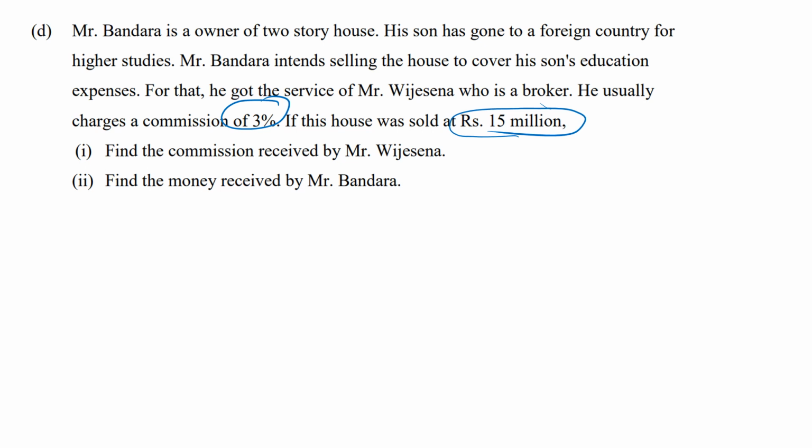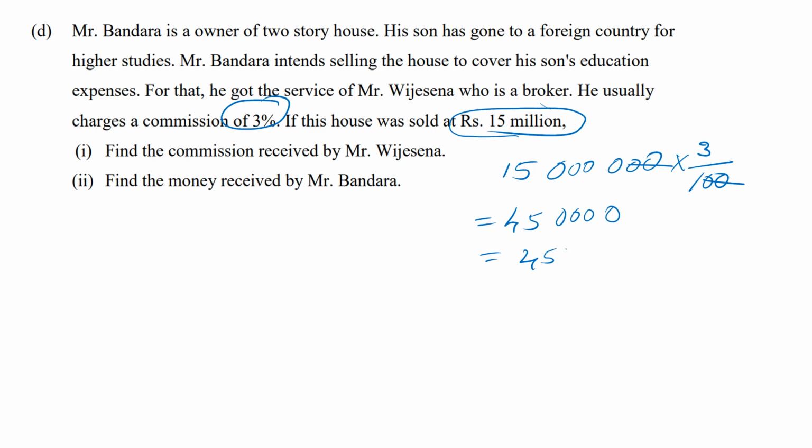So we can find it. We have to find out the commission, right? So we can write 15 million into 3%, something like this. Then you can multiply by 3. That means 45,000,000. You get like this. This is 450,000 rupees. And find the money received by Mr. Bandara.